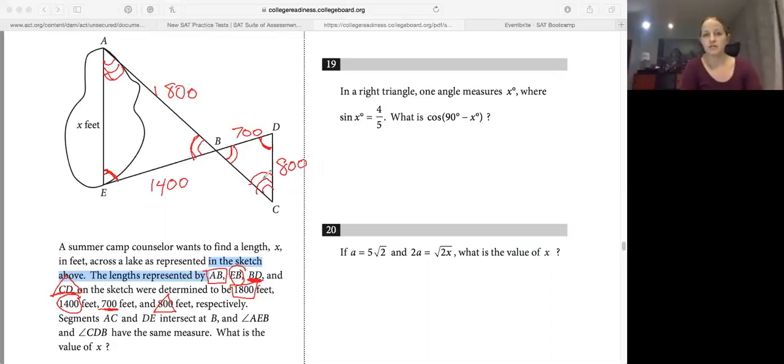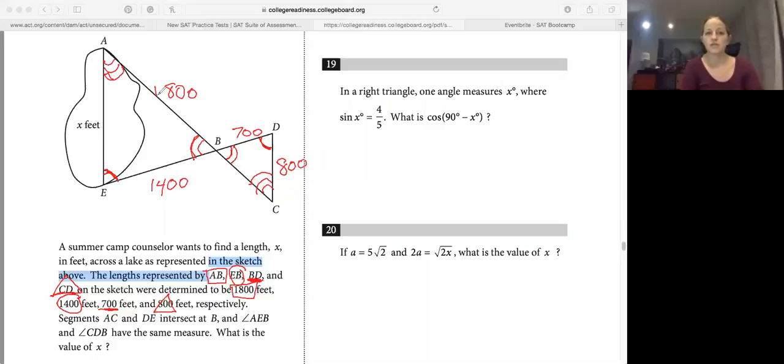So see how this 700 is diagonal from the angle with three lines here? And this 1,400 is diagonal. It's across from the angle with three, right? So those equal angles are 700 and 1,400 in the two triangles, which means that this little triangle is half the size of this big triangle, right?